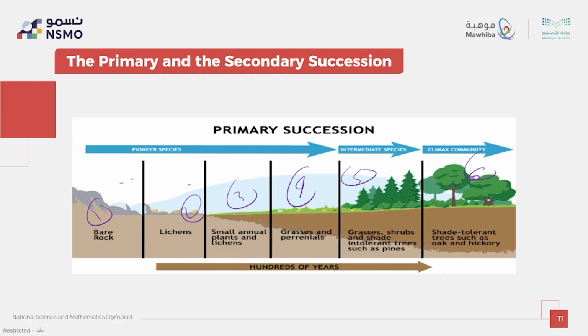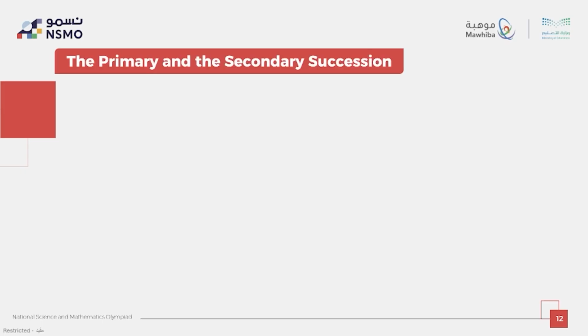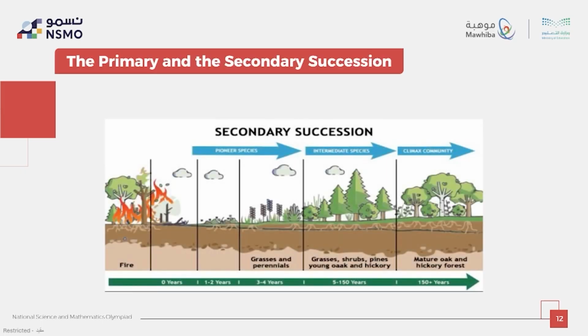In short, primary succession is a slow journey from bare rocks to a mature forest. On the other hand, we have secondary succession, and this process starts after a disturbance where soil still exists. And we have 5 stages. First stage: fire and disturbance. A fire or storm destroys the existing community, but the soil remains.